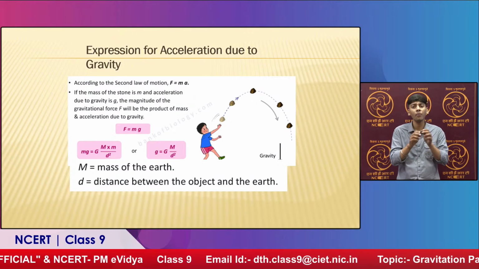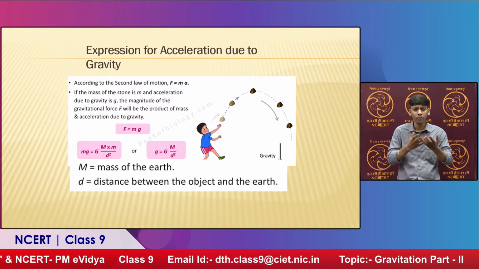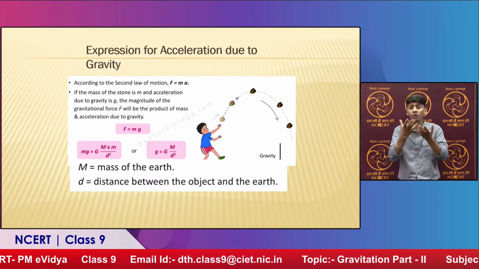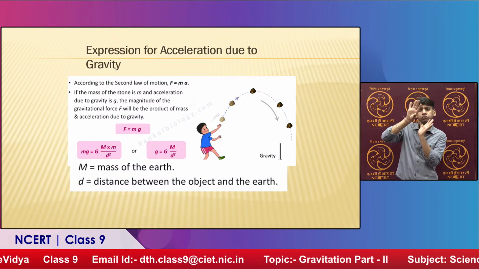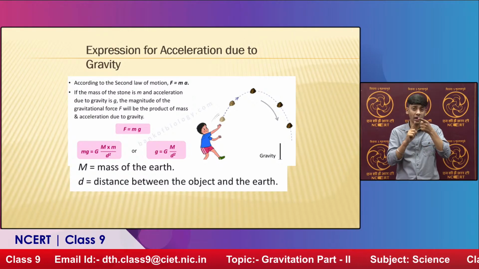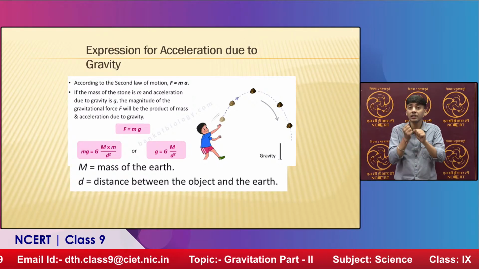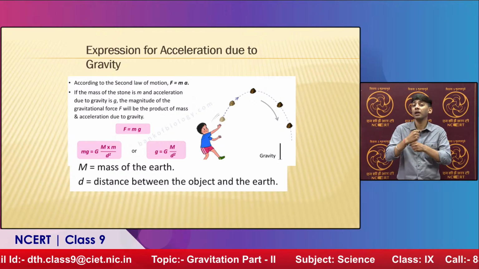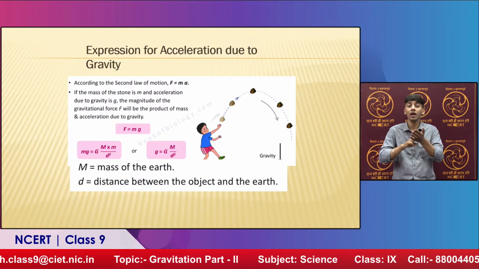But if an object is falling towards the ground, due to the gravitational force of the earth, the acceleration A is replaced by small g, and it becomes F is equal to mg. So, ma'am, can we know the difference between small g and capital G? Yes, capital G is the universal gravitational constant, which is constant everywhere, whenever two masses interact with each other.